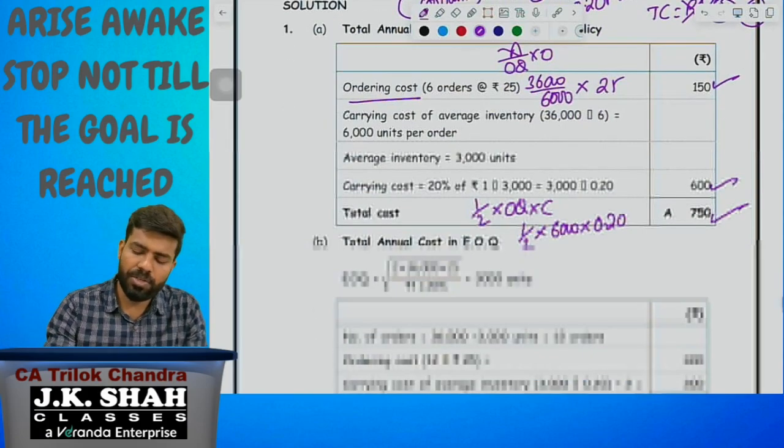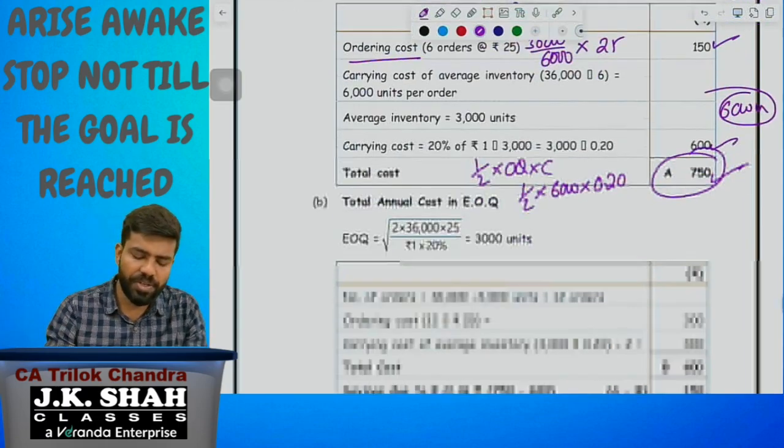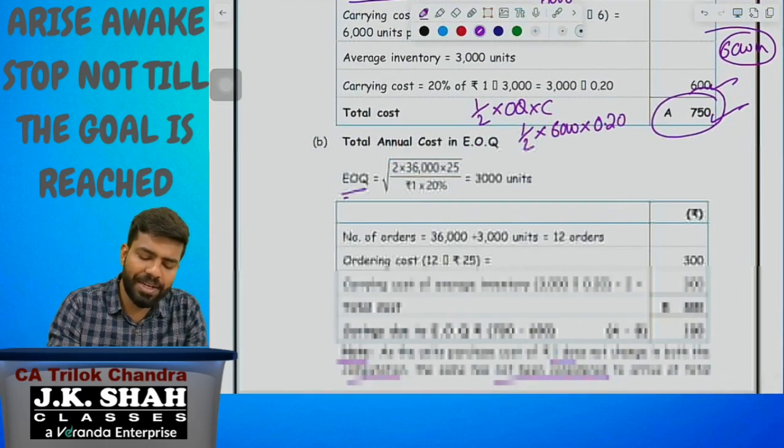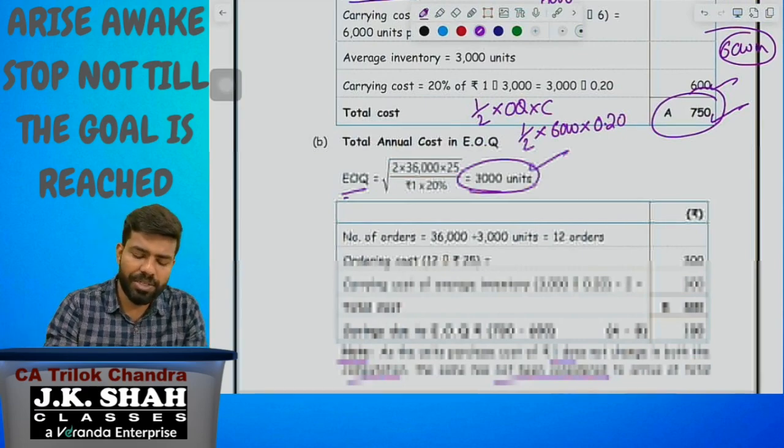Clear? Next. So this is the cost when the order is 6,000 units. To answer the savings in cost, first we need to calculate EOQ. EOQ calculated, that is 3,000 units. So now we are going to calculate using 3,000 units the ordering cost and carrying cost. Ordering cost is A divided by OQ, that is 36,000 divided by 3,000 into O.